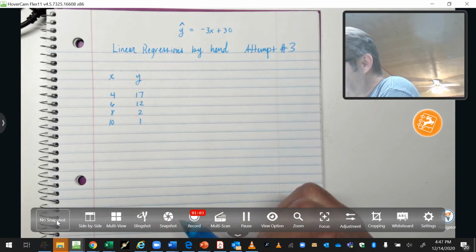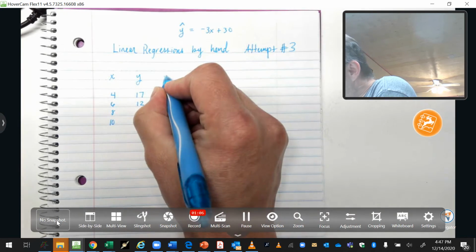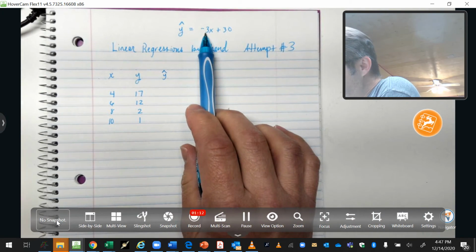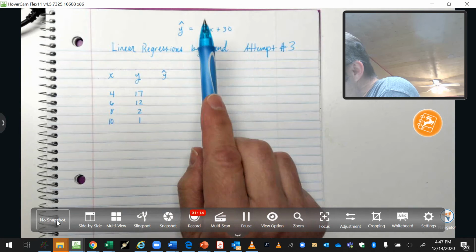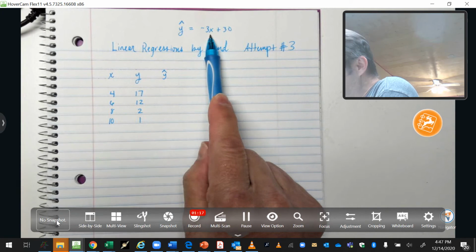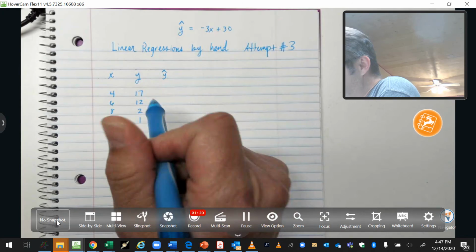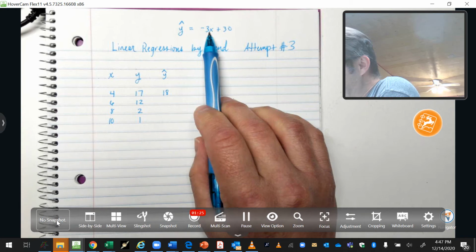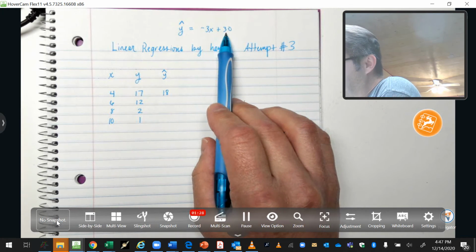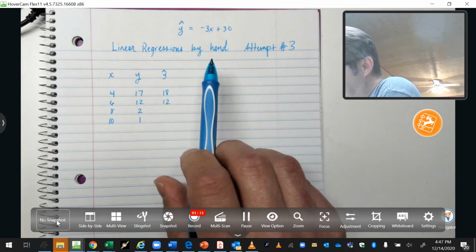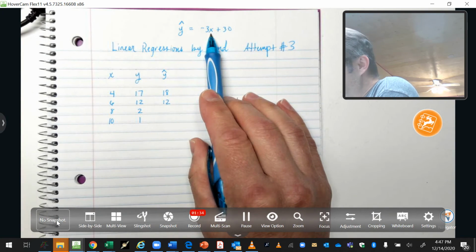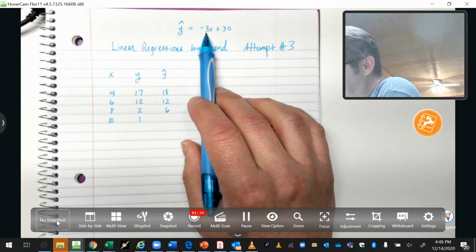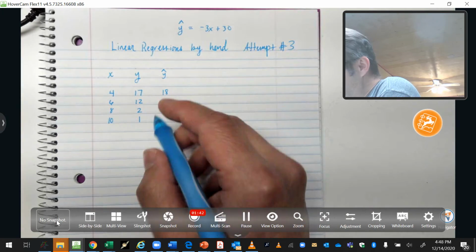So these are the actual y values, and our predicted y values come from this equation. So -3, basically we're going to plug in all these x values into this equation. -3 times 4 is -12 plus 30, which is 18, I believe. -3 times 6 is -18 plus 30, which is 12. And now I'm going to do 8. -3 times 8 is -24 plus 30 is 6. And lastly, -3 times 10 is -30 plus 30, which is 0.